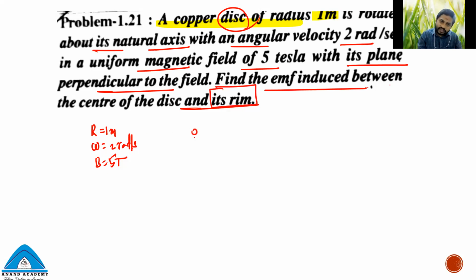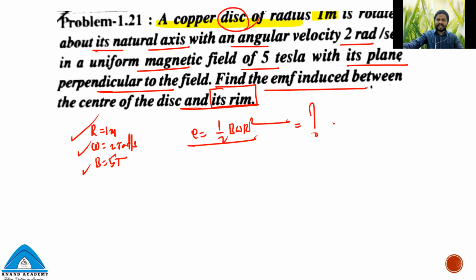Okay, so what's the induced EMF here? Is it half B omega r square? Everything is given. B is there, omega is there, r square is there. Find out and tell me the answer, my dear students. It is just formula substitution, right? I hope you got the point. Okay, so let's move on to the next question. You just do this and send me in the group, right?